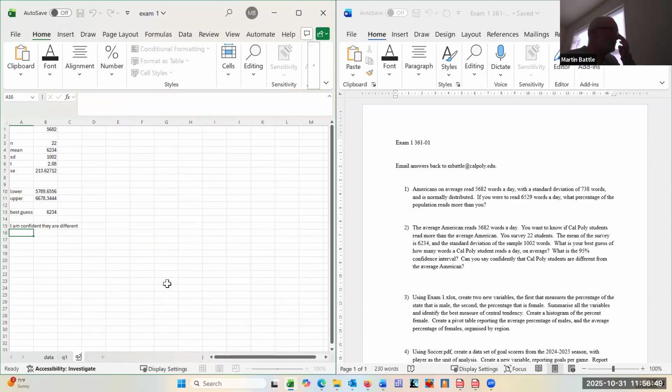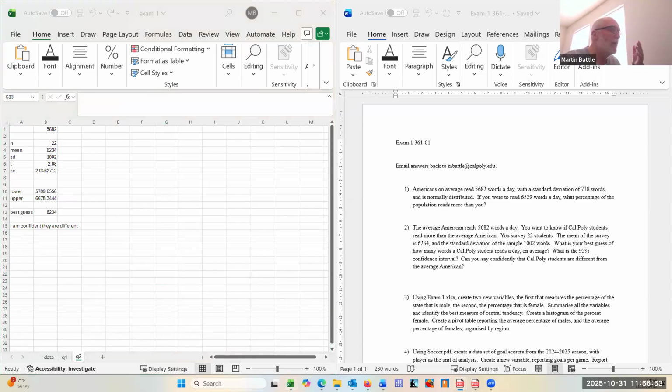It's question 2. Very simple, going through each stage just very easily. All right. Exam 1, create 2 new variables, measure percentage of male and percentage of female, summarize all variables and identify the best measure of central tendency. Then create a histogram of percentage female, and a pivot table organized by region.